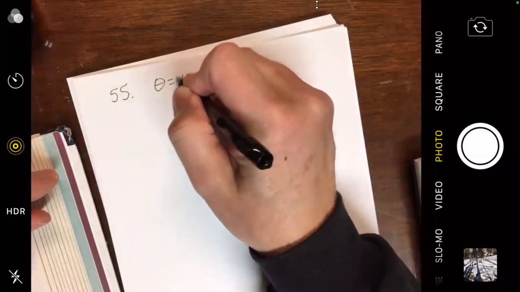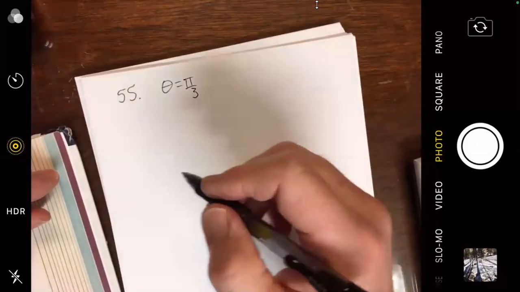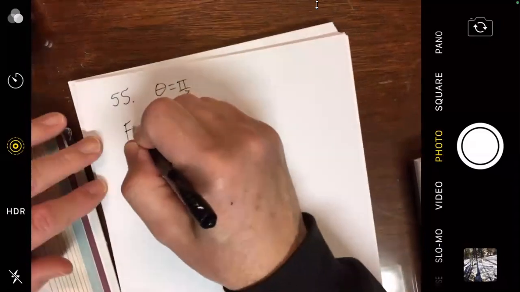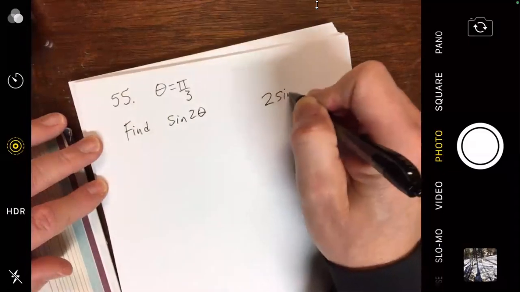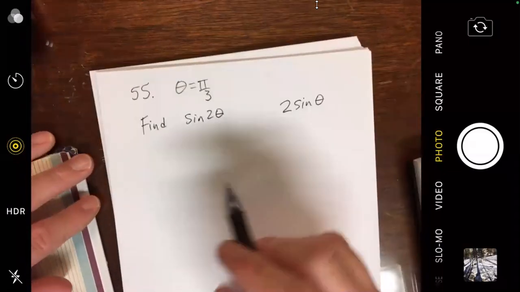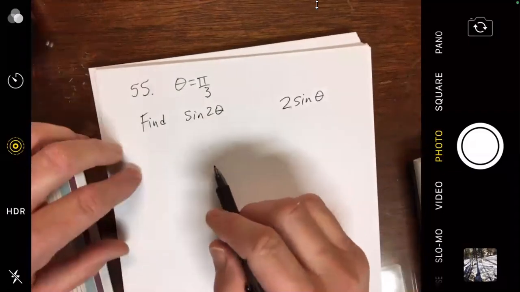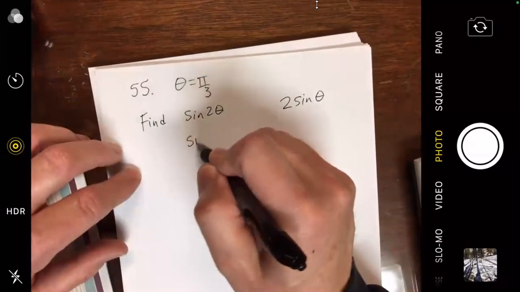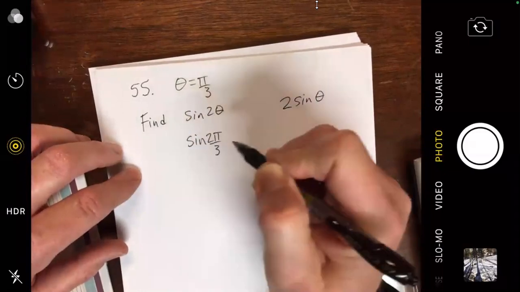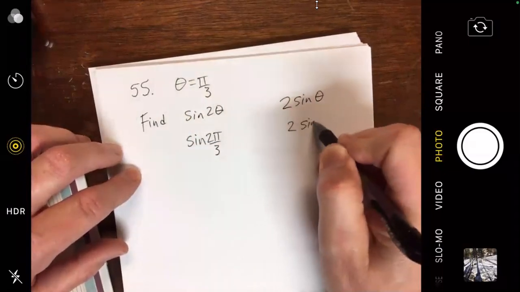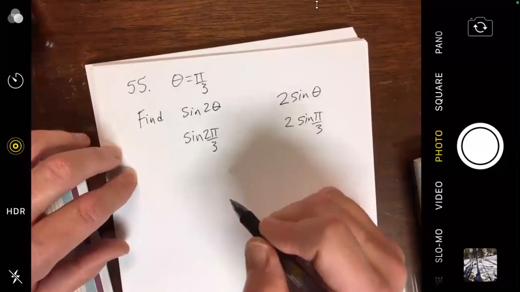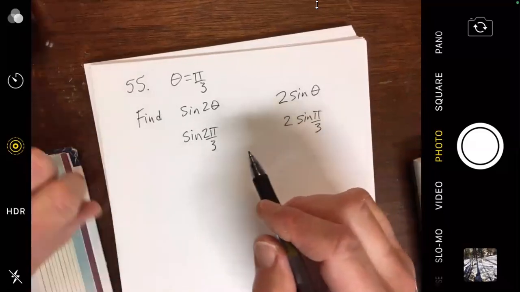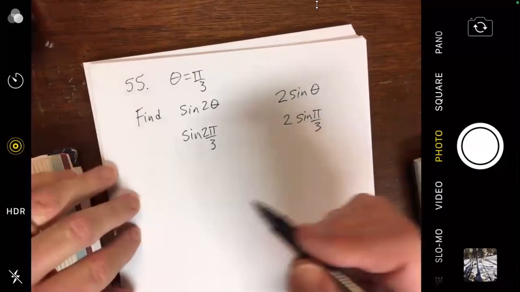Theta equals pi/3. Find sine of 2 theta versus 2 sine of theta. This actually is, compare the two, and it illustrates a very important part of trigonometry. That means you're going to get the sine of 2 pi/3 versus twice the sine of pi/3. Okay. You compare the two and something very interesting happens. At least it is fascinating to me.